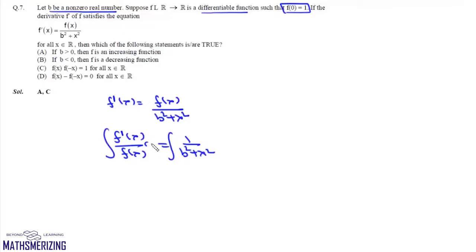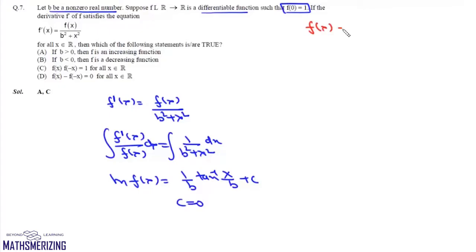Now if we integrate both sides, we can write log f(x) will be equal to 1 upon b tan inverse (x upon b) plus c. Now we are given the initial condition that when x is 0, y is 1. So log 1 is 0 and tan 0 is 0. So from here we can write c is 0. Now we can write this function f(x) as e to the power 1 upon b tan inverse (x upon b).